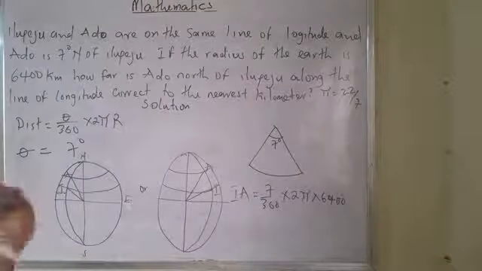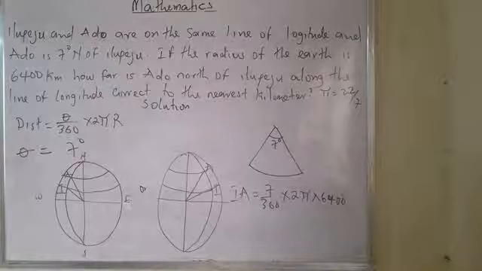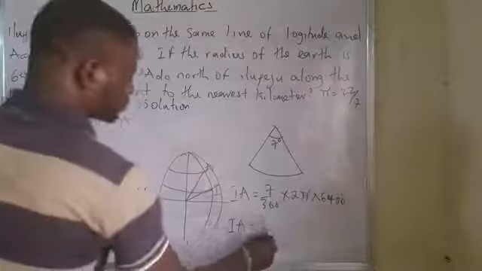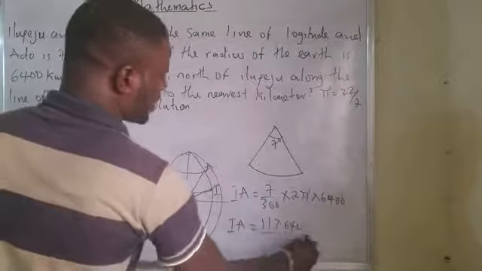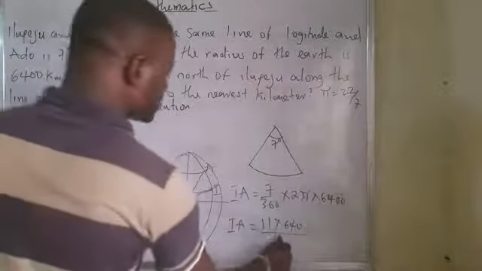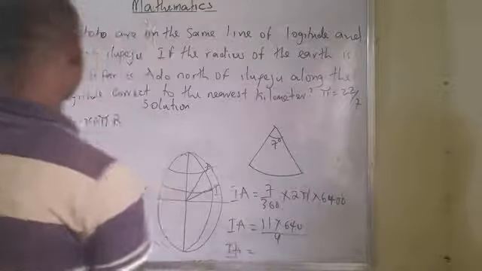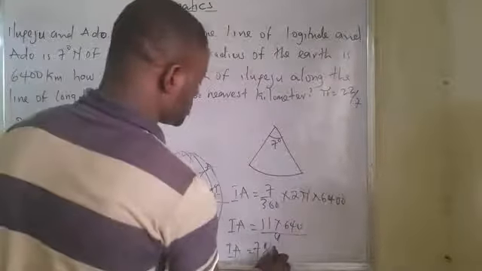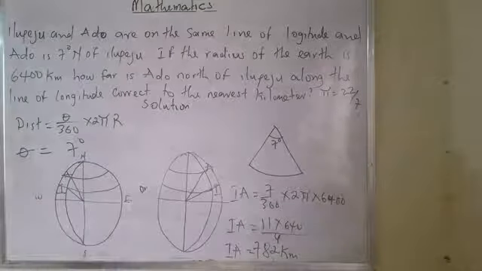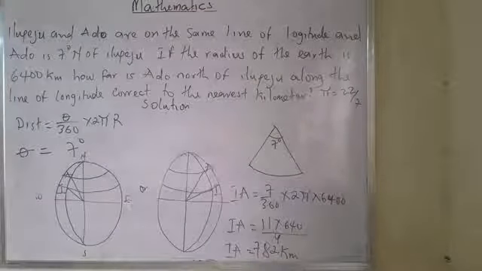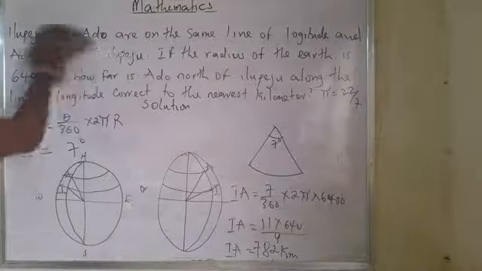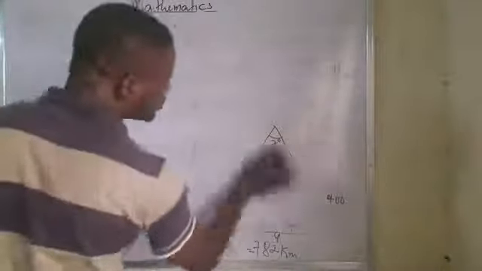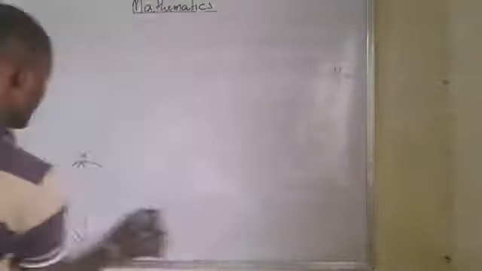6,400. With the help of my calculator, Ilupeju Ado will be equal to 11 multiplied by 640 divided by 9, and by so doing I'll be having 782 kilometers. That is all. Now let me try to generate another question for better understanding, another word problem that will help us to understand this very well.